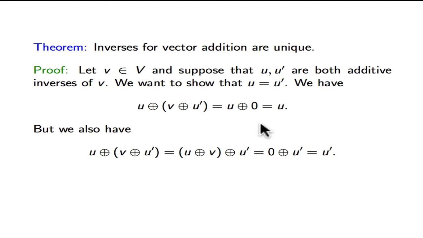But now, let's begin again with u plus (v plus u prime), and let's use the associative property to write it as (u plus v) plus u prime. But since we also assume that u is an additive inverse of v, then this is equal to 0 plus u prime, which is equal to u prime. So indeed, we have shown that u is equal to u prime, and so the additive inverses are indeed unique.